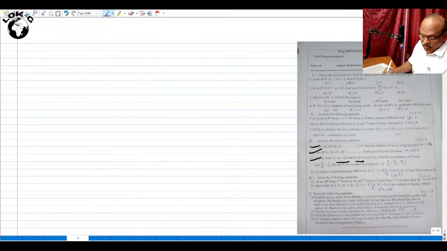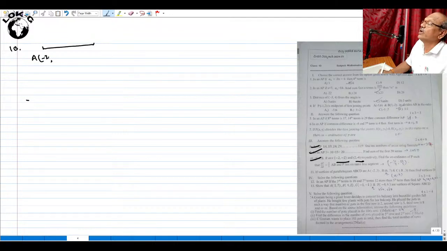This problem is nothing but based on the section formula again. The 10th problem is based on the section formula. Always in coordinate geometry, drawing a simple rough diagram will help you a lot to solve the problem. What are the coordinates of A? Coordinates of A are (-2, -2).